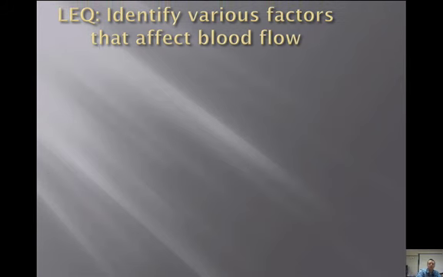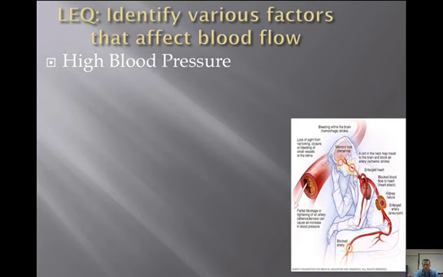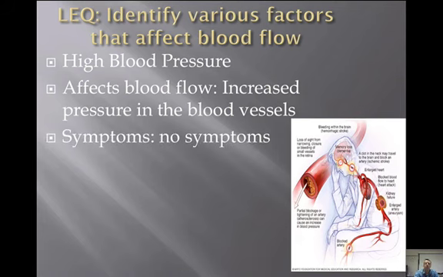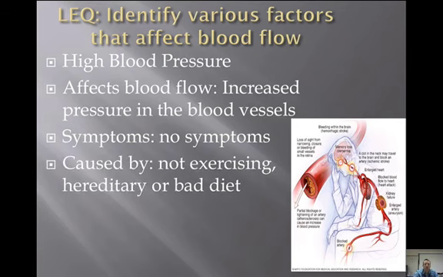And the last one we're talking about today is high blood pressure. High blood pressure affects blood flow. How? It's increased pressure in the blood vessels. There are no real symptoms. High blood pressure, similar to hypotension, is basically a silent killer because there are no real symptoms unless you see that your blood pressure is high when you get tested by the doctor. It's caused by not exercising, hereditary factors, or bad diet. So there are a lot of different things that can lead to high blood pressure.